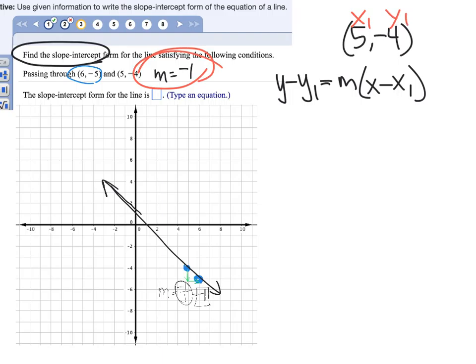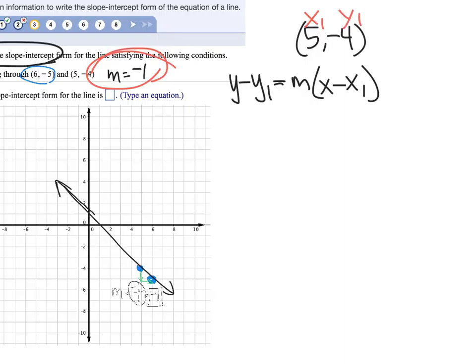So let's get going, and I'm going to scooch that over a little bit. And so we have y minus negative 4 equals negative 1 times x minus 5. Where did all that come from? Well, what's y1? y1 is negative 4, so it becomes y minus negative 4 equals, what's m? m is negative 1, so we're going to replace the m with negative 1 times the quantity x, because that stays the same, minus, now x1 is positive 5, so it's x minus 5. So there you go. And now we just have to do our algebra.